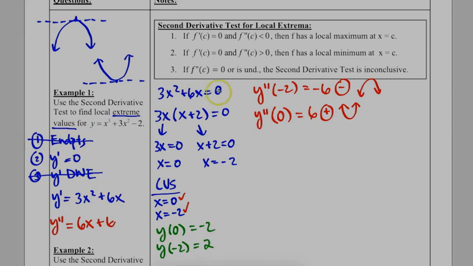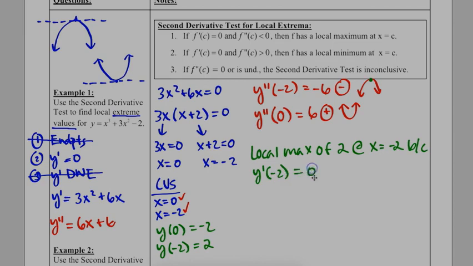Okay, so now let's state what we found. There is a local max of 2. So that was this value, right? And that occurred at x equals -2. And now let's state why. We knew first because we found this value because y prime of -2 is equal to 0, and we knew that y double prime of -2 is negative.